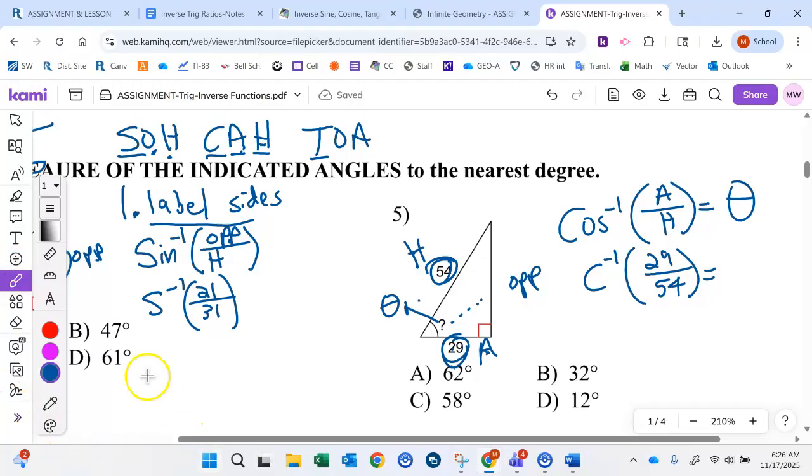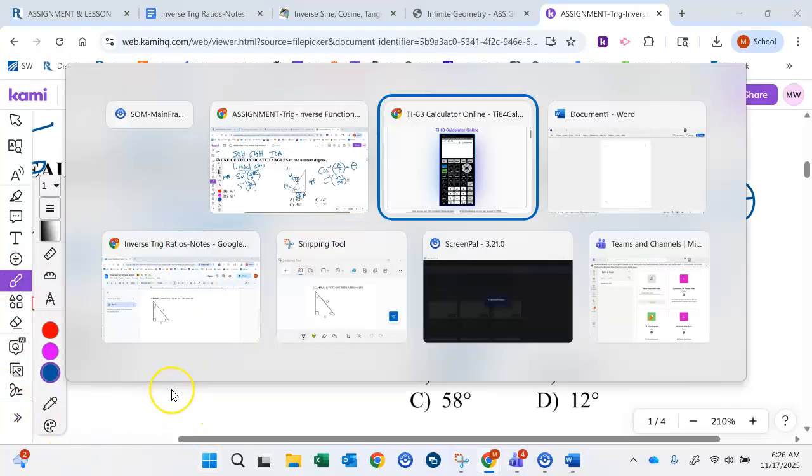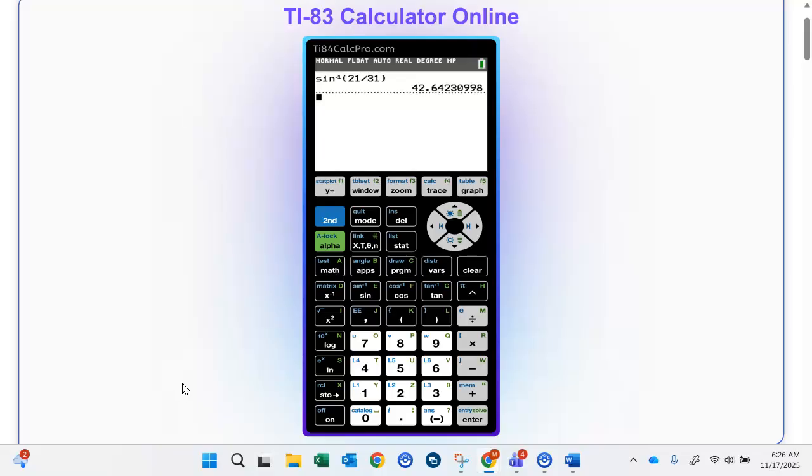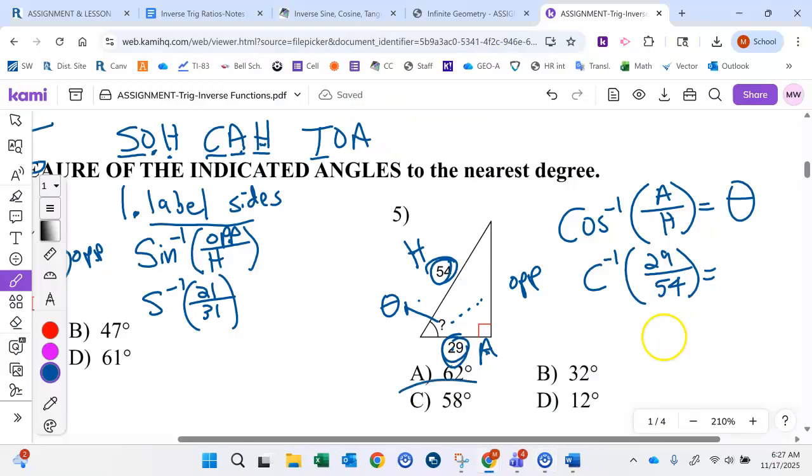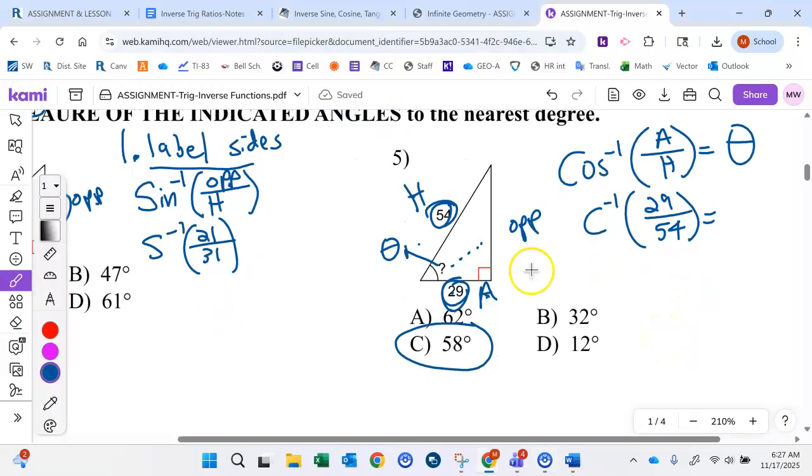Go back to our calculator. So what was it? Whoa, hold on. So now we're going to go cosine, not sine. So we're going to go second cosine. And then we're going to go 29 divided by 54, parenthesis, enter, and we get 57.5. So it's either 57 or 58. And we're going to pick the closest one to it. So it's 58. So that's how you do it, guys.